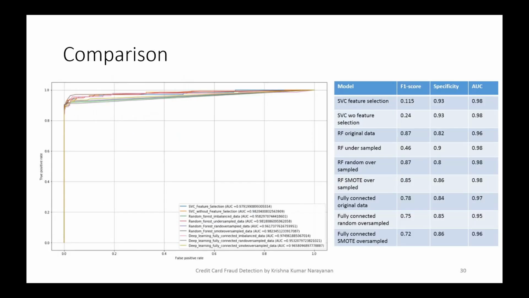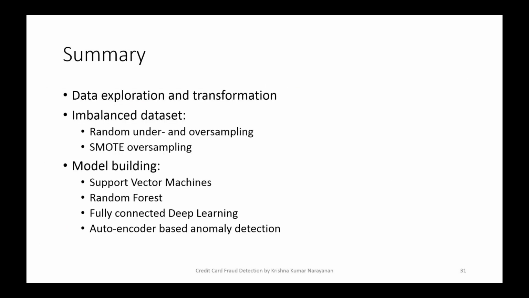Finally, the comparison of all the different models shows that the best performing model in our case is the random forest trained over the SMOTE oversampled dataset.